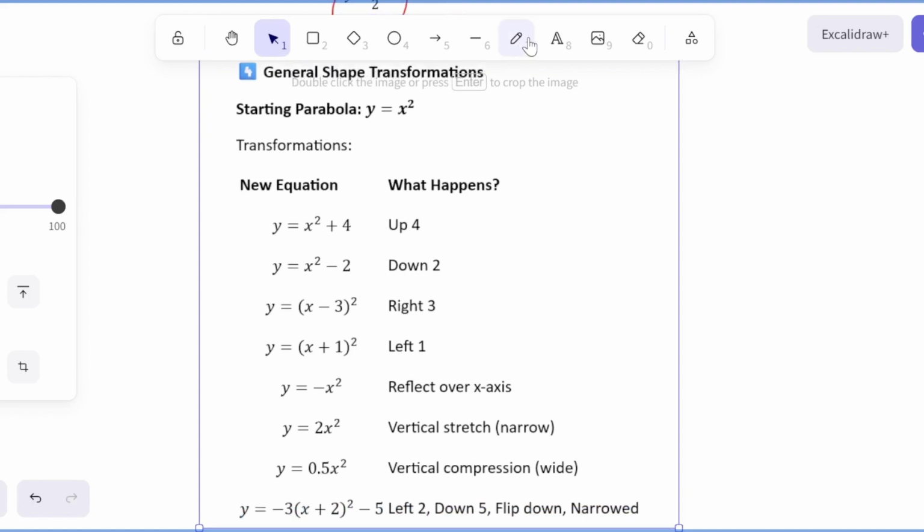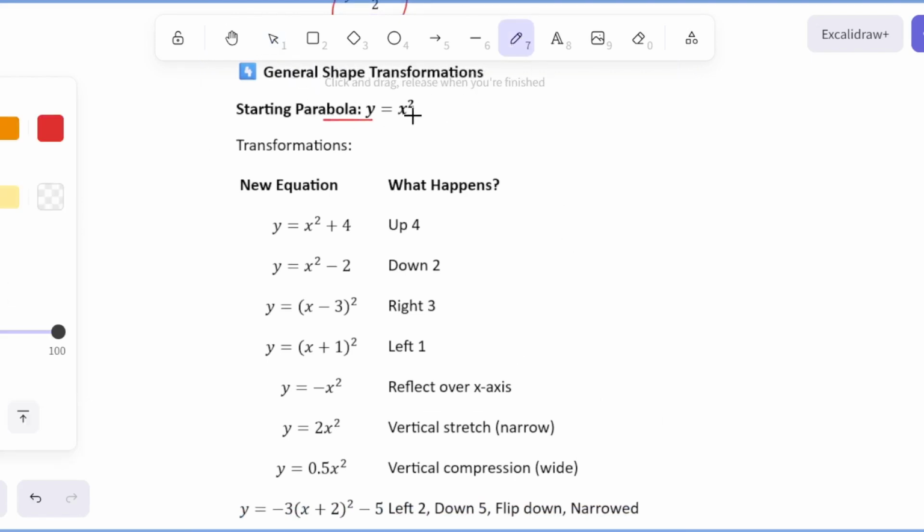This is a parabola y equals x square, and if it goes up by 4, along the y-axis, the same equation will become x square plus 4. And if it is moving down, down by 2 means, as we just discussed, it will be minus 2. So this equation says this parabola has moved down by 2.